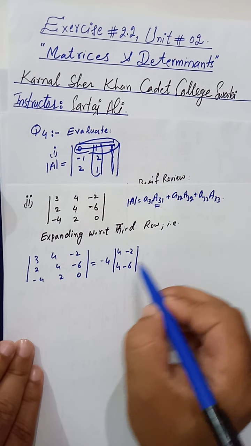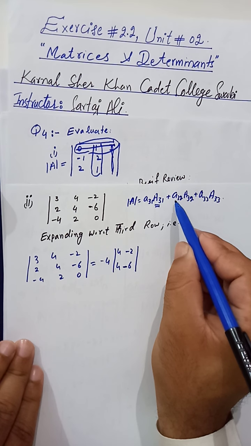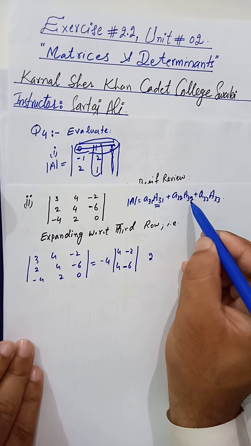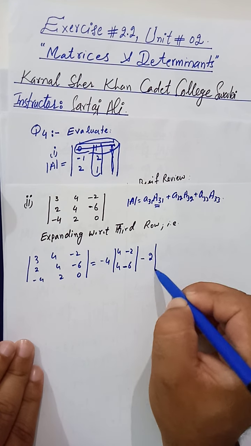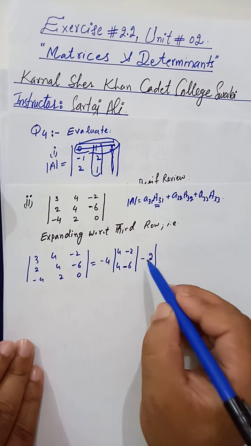Now here will be, this is minus, this is what is a32? a32 is 2, and this capital A32 is equal to minus times M32, so that's why this plus will be changed to minus. And how can you find out M32?